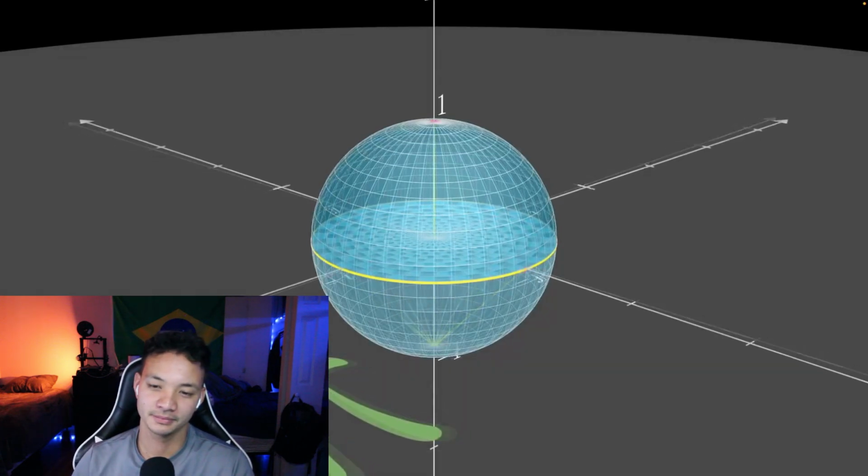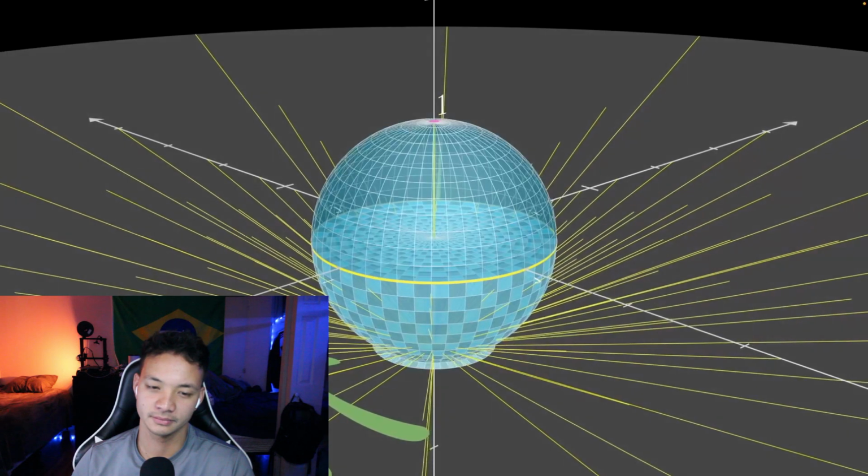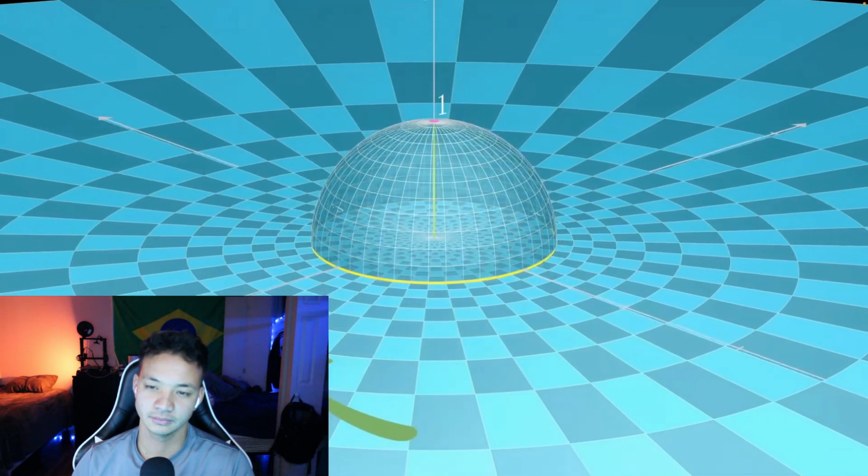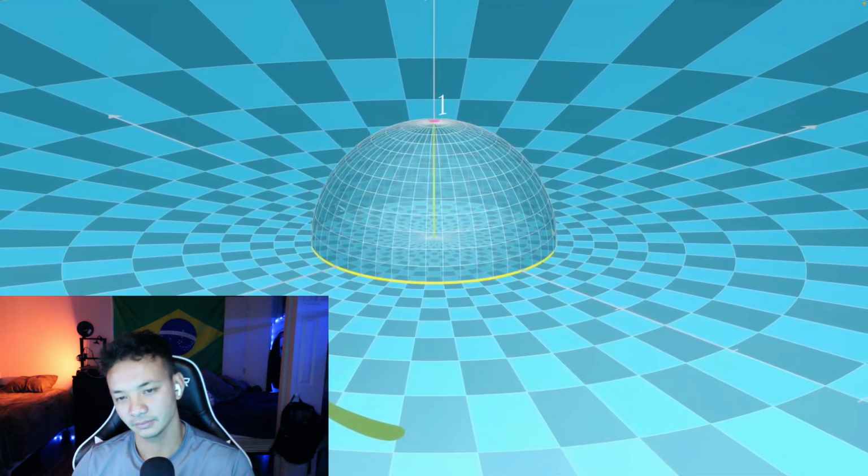All of the points in the southern hemisphere get projected outside that unit circle, each getting farther and farther away as you approach -1 at the South Pole.